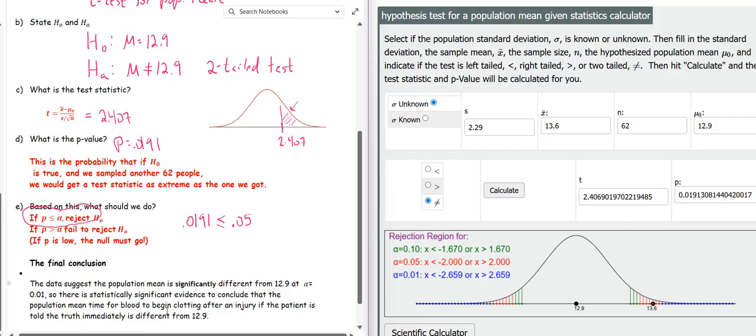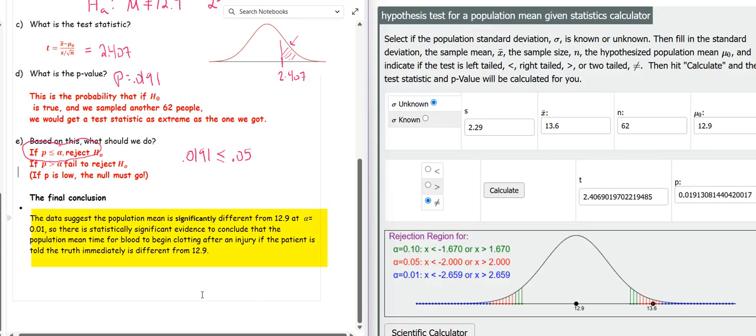And to state that in a conclusion, we say the data suggests the population mean is significantly different from 12.9 at alpha equal 0.05. So there is statistically significant evidence to conclude that the population mean for blood to begin clotting after an injury, if the patient is told the truth, is different from 12.9. I hope this helps.